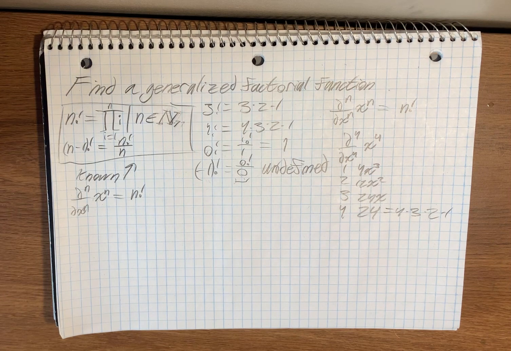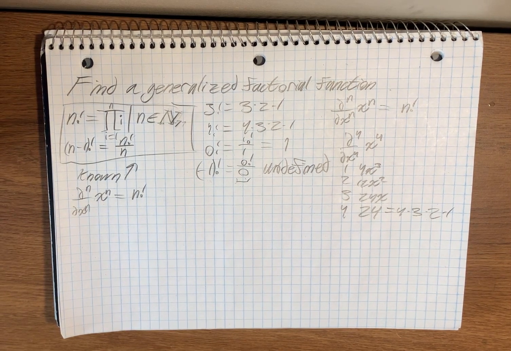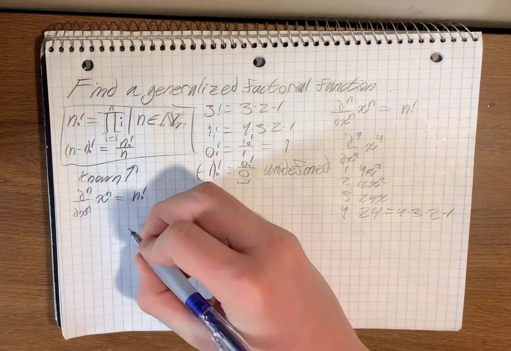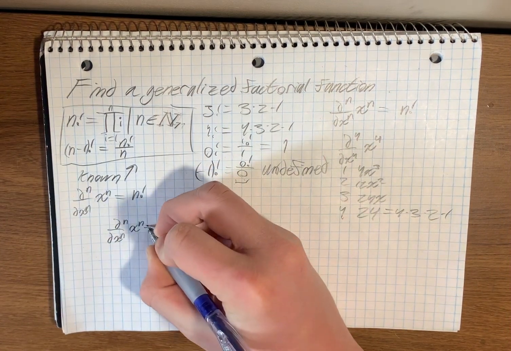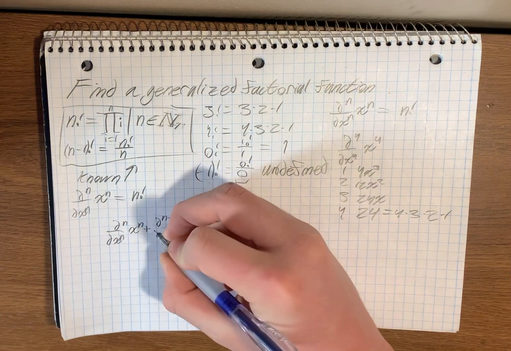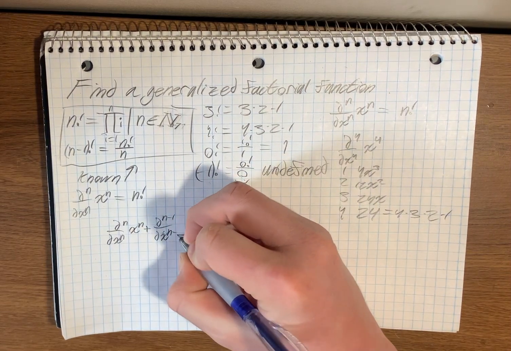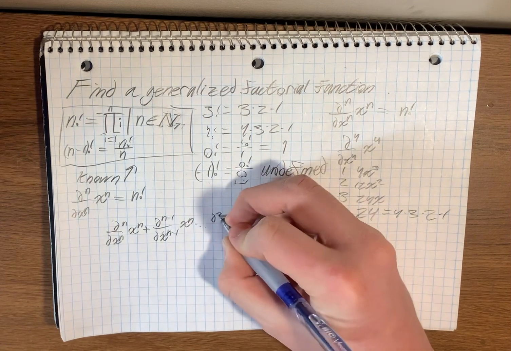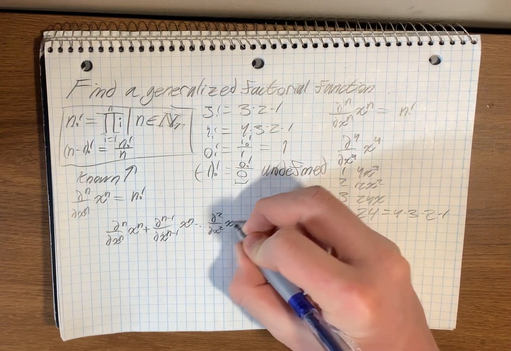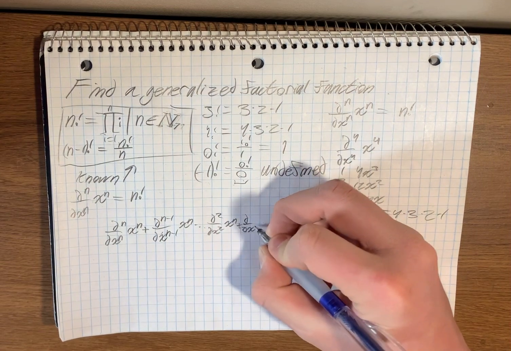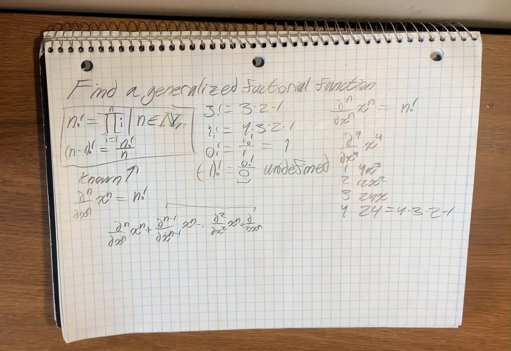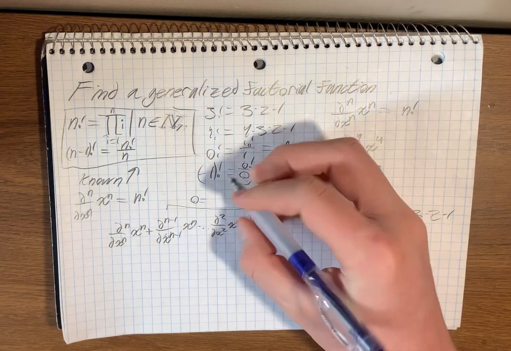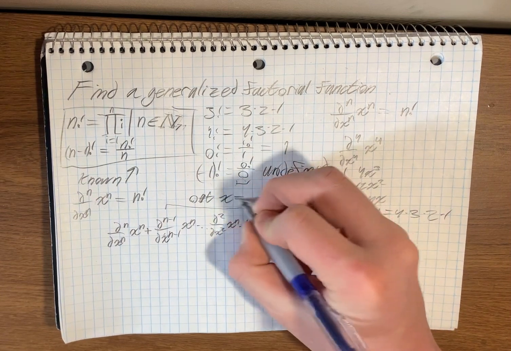But what you'll notice is this is just a number. So if we took something like the nth derivative of x to the n, plus the (n minus 1) derivative, and we just continue that on, second derivative of x to the n, first derivative of x to the n, all of these have an x. So they're going to equal 0 at x equals 0.